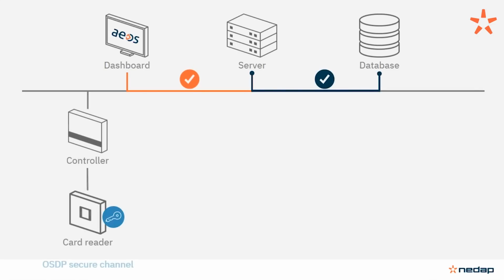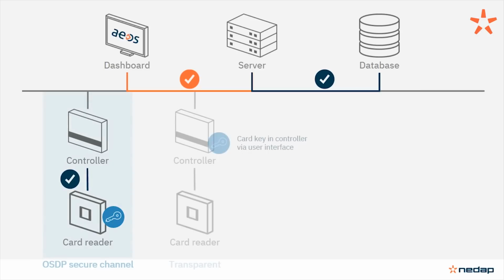The communication with the card readers can be secured, for example, via OSTP Secure. The card key is then still stored in the reader. Another way is the transparent reader. And with the new user interface, it's very easy to make card readers transparent. So saving your card details on the controller instead of the reader.